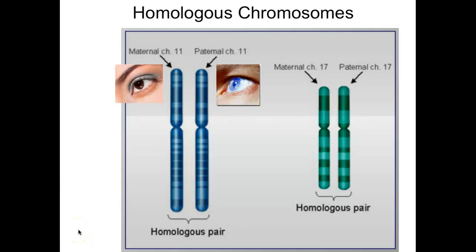So we're going to talk about Roman numeral 5 in your outline, which is chromosomes. There are some terms that you guys should understand. This is the first term, letter A, homologous chromosomes.